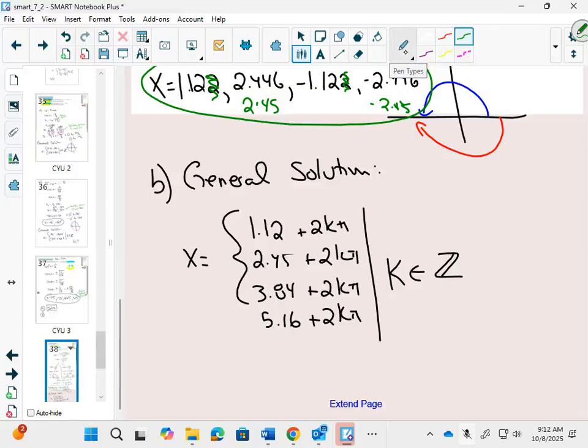Okay, and questions for this one are 12, 13, and 14. Some of them you have to use a quadratic formula, some of them you can factor.